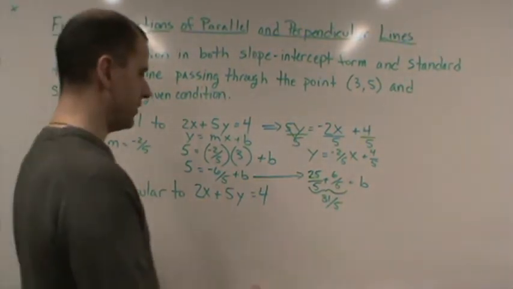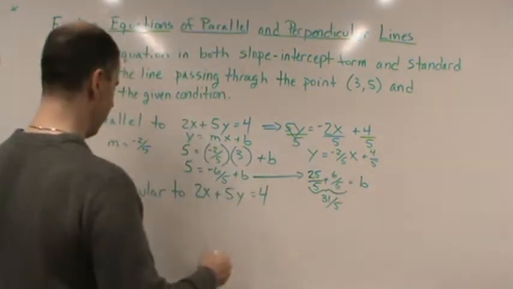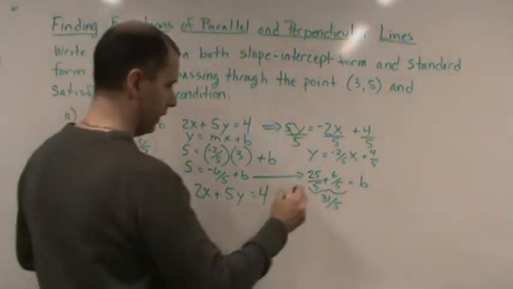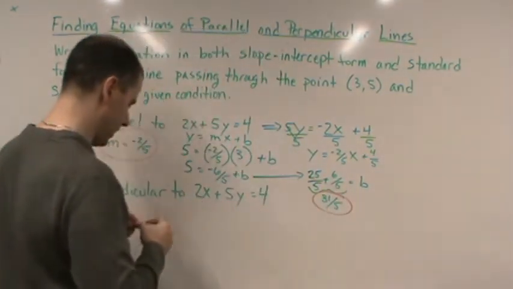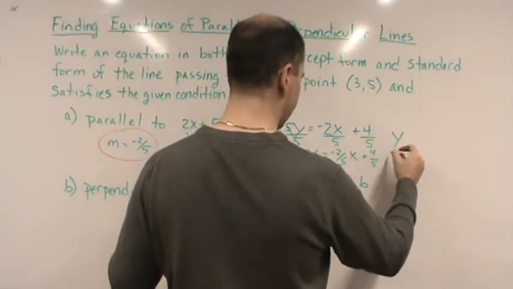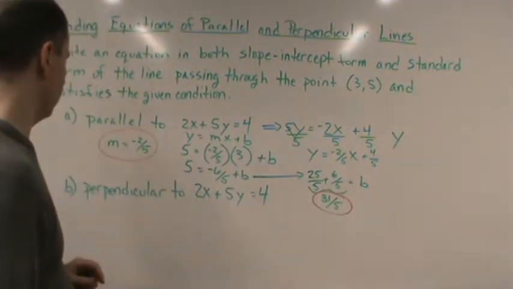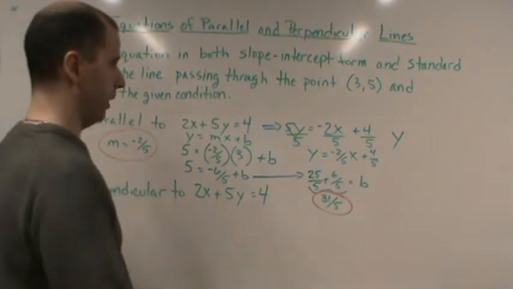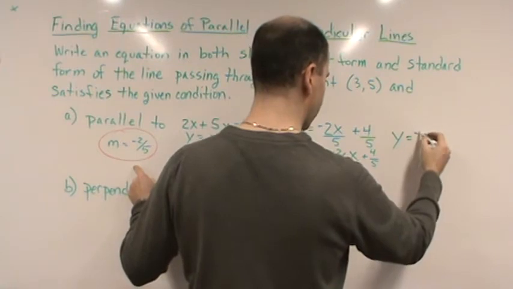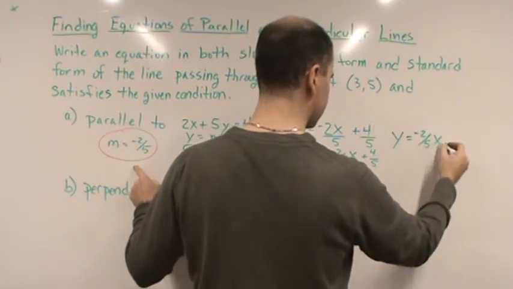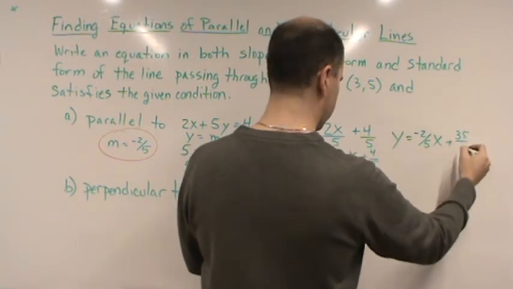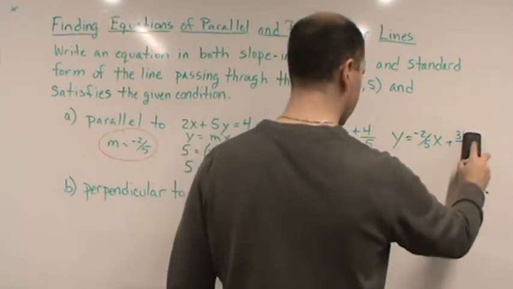So now, what's the answer? Now I've got my slope and I've got my y-intercept. I can put these together, and so I know the equation of the line that's parallel to this but goes through this point is y equals negative 2/5 x plus 31/5.